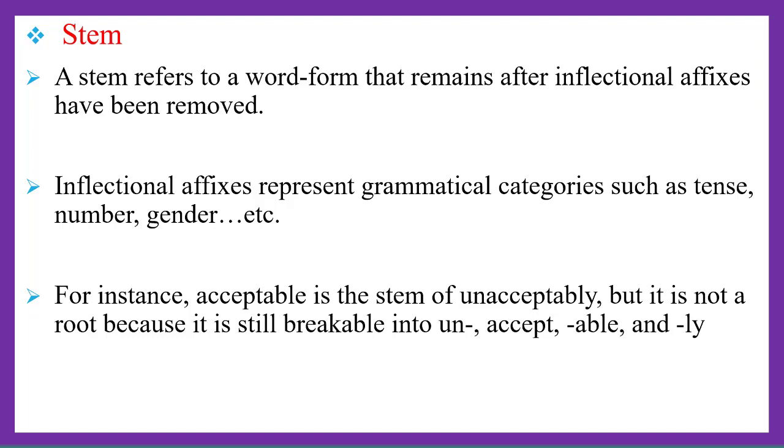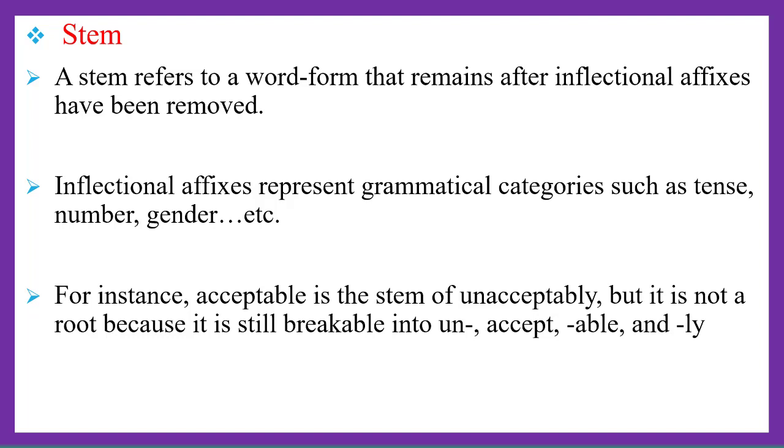So for instance, unacceptable is the stem of unacceptably, right? So we remove ly, and we remove un, but we keep able. So we still have acceptable. That's a stem. So once you remove inflectional affixes, you still have a stem. That is, we still have a root plus some of the affixes, for example. But it is not a root because it is still breakable.